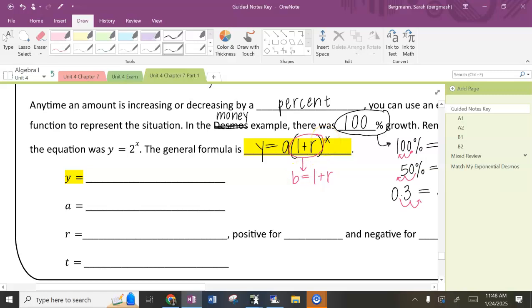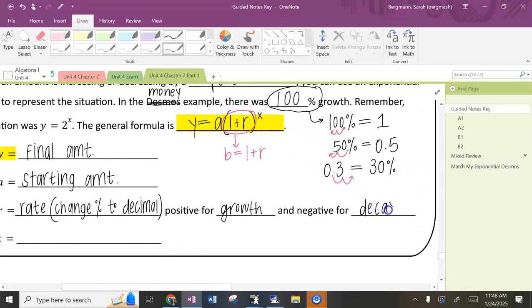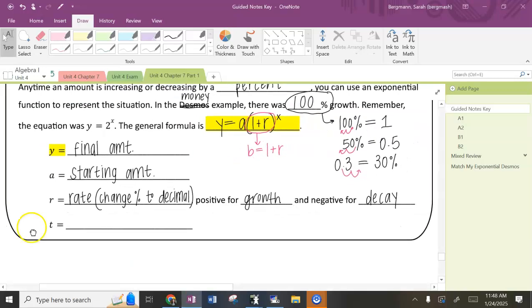As a reminder of what all these variables stand for, y is our final amount. A is our initial or starting amount, and that's always the y-intercept. r is the rate. You always have to change the percent to a decimal. It's positive for growth and negative for decay. Finally, x or t, you might see people use t instead, is always the time. The independent variable on these is always going to be time.